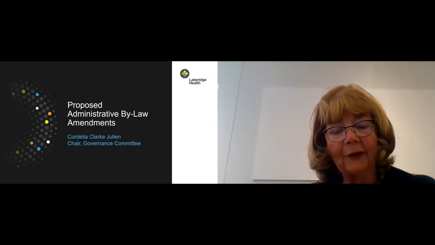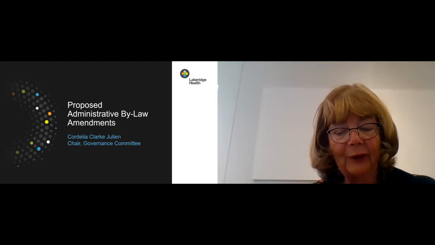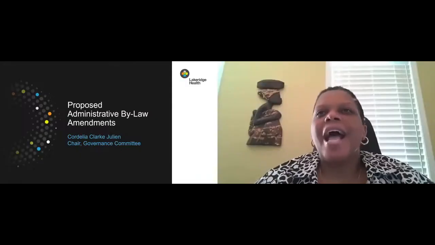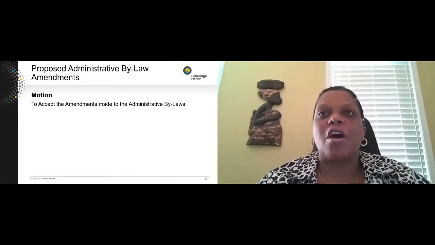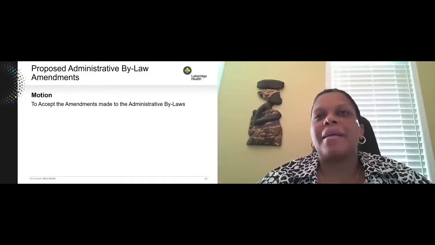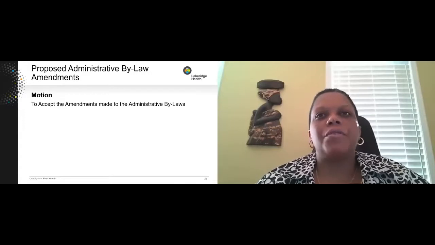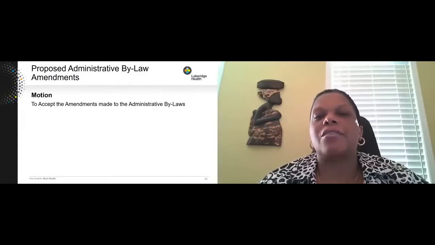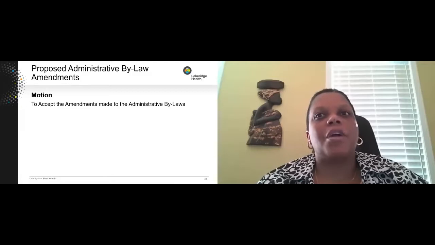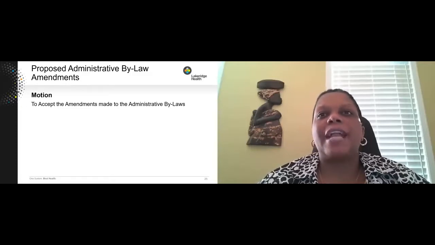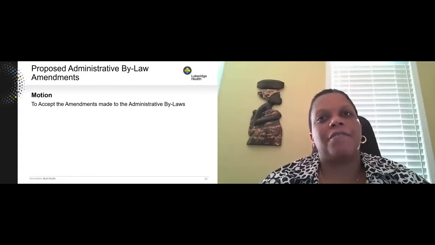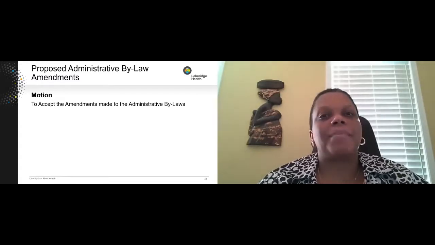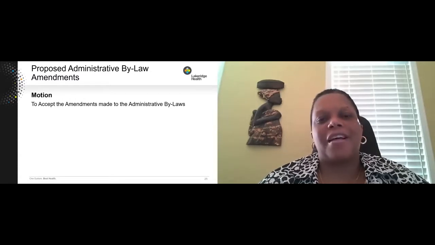Now Cordelia Clark-Julian will highlight the proposed amendments to the administrative bylaws. Thank you, Sharon. Good evening, everyone. The proposed administrative bylaw amendments were posted on our website for review. As recommended by the Board of Trustees, the members approve the administrative bylaw revisions, which include updates to reflect non-binary pronouns, include some language around hosting electronic meetings, and allow for annual meetings to be held between June and July 31st instead of just in the month of June. As this completes my update, I move to accept the amendments made to the administrative bylaws.